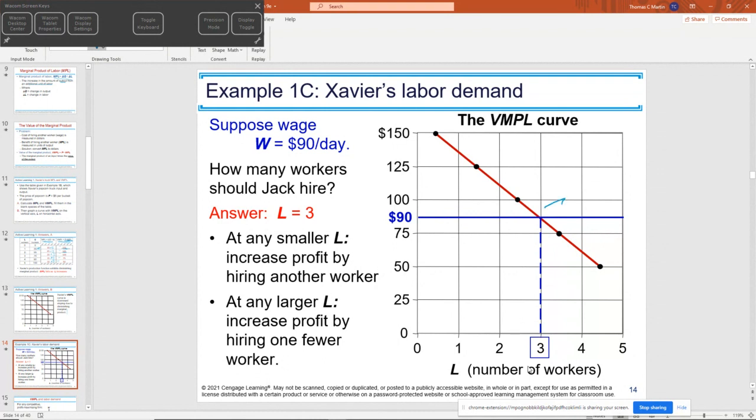Right here. And then we go down, and that'll determine the number of workers we should hire. If we go beyond that, we're in the negative. If we're above it, we have opportunities that we're not taking advantage of. That's the optimum level.